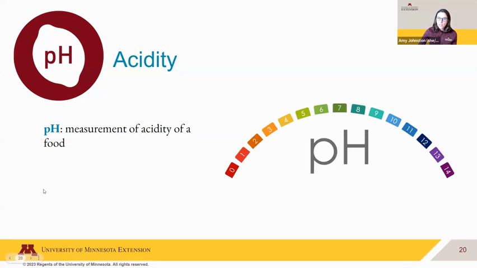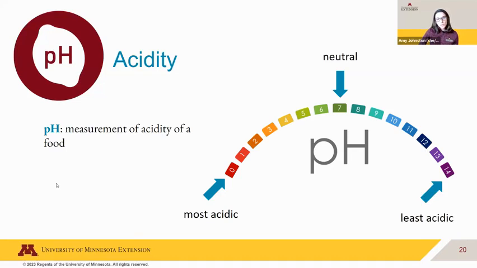The pH scale is from 0 to 14. 0 is the most acidic, 7 is neutral, so think distilled water. And then 14 is the least acidic. You may have heard terms like basic or alkaline. Those are in that 12, 13, 14 range.